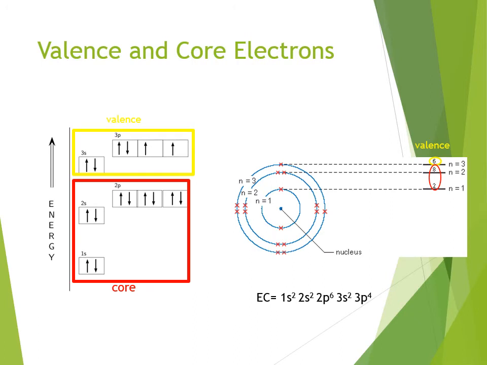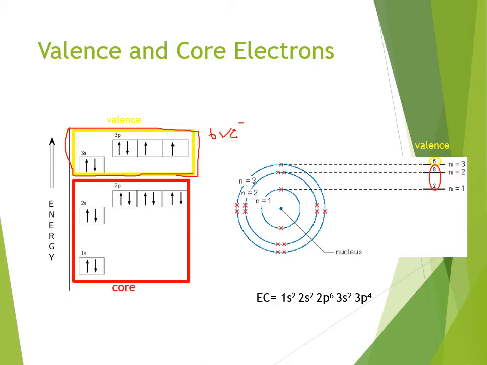So looking at valence versus core electrons in an orbital energy diagram. So the valence electrons we said were the outermost shell, the highest energy level. So that is going to be these electrons here in level 3, the principal energy level 3. So in this particular atom, there are going to be 6 valence electrons.